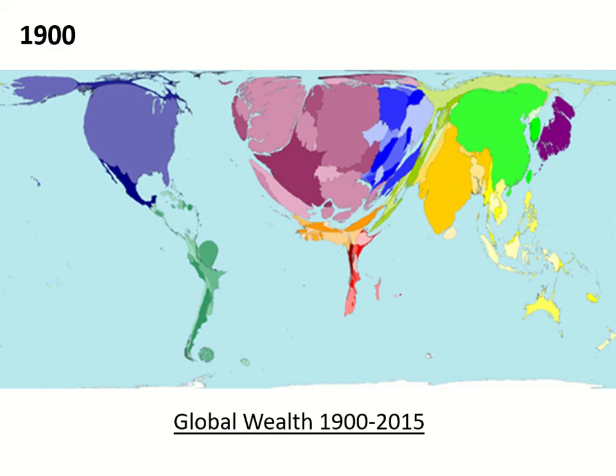So these maps are really handy. They illustrate what's happened to the share of global wealth over a 100-year period, or more than 100 years, and you can just see what's changed. So this is a world map, but not as we know it. It's been distorted to change the proportion of each country's size according to how wealthy they are.